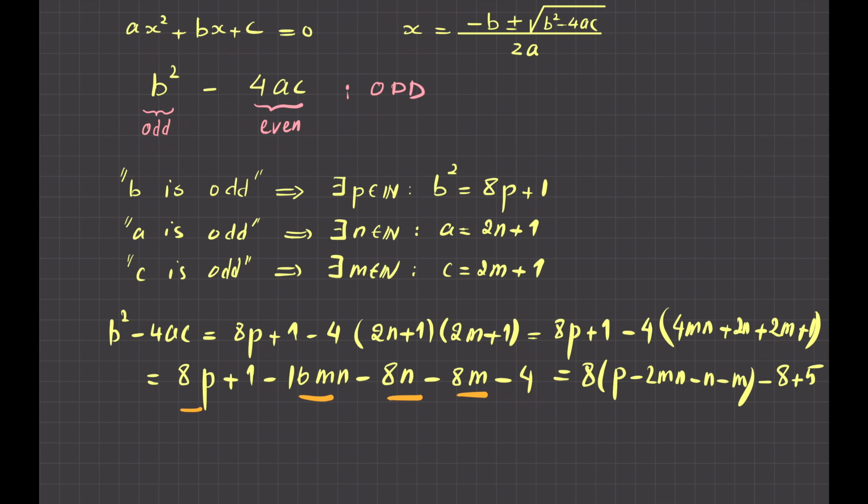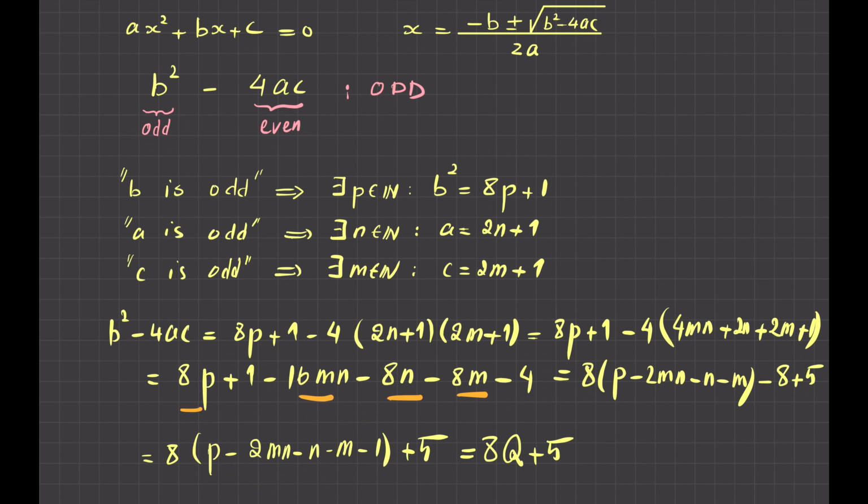The reason I did that is I want to factor 8 out, and I want to keep this number positive. So it becomes 8 times (p minus 2mn minus n minus m minus 1), and then I have plus 5. Okay, so this number is an integer because p, m, and n and 1 are all integers, and I have of course some negative signs, so definitely this number is an integer. So let me call that integer capital Q. So this becomes 8q plus 5.